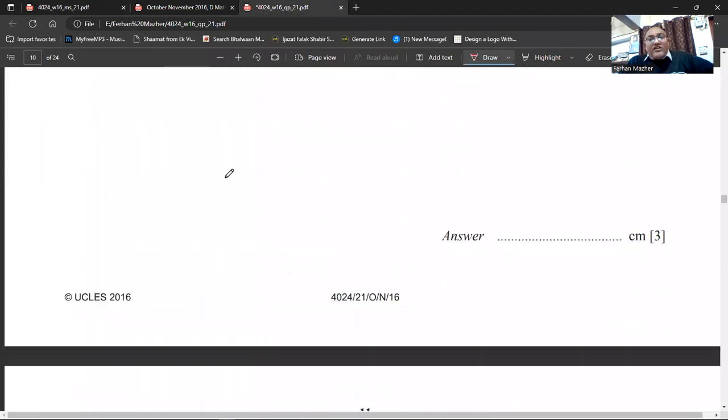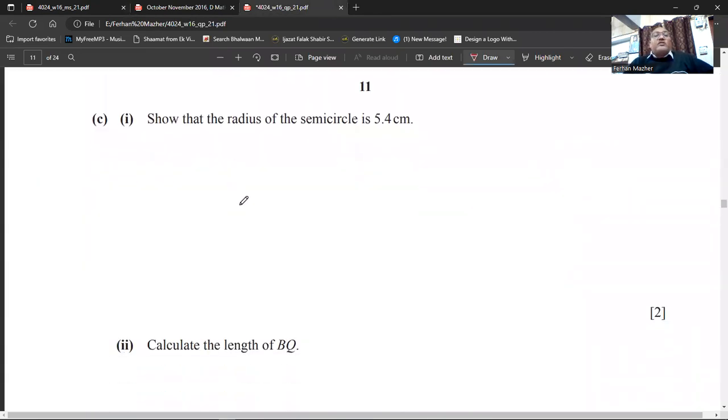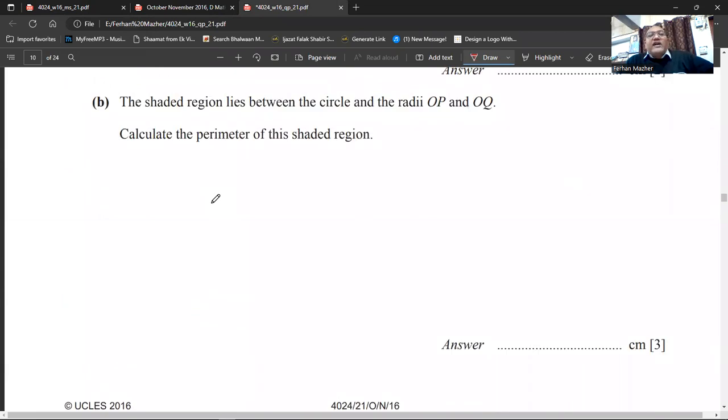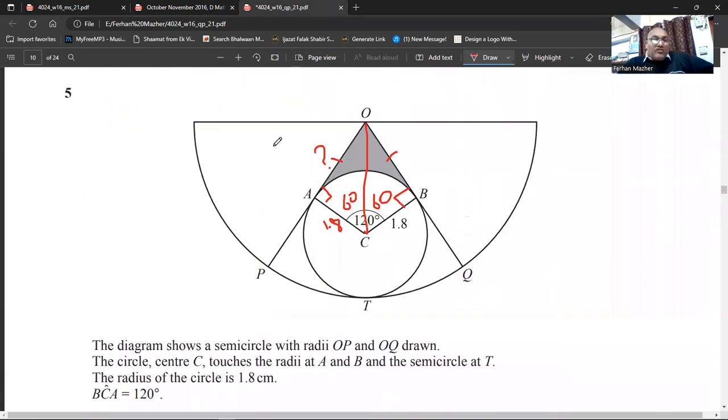Okay, now we are going to the next question, C part, question number 5, first portion. He says, show that the radius of the semicircle is 5.4. The radius of the semicircle, very easily I can find out.